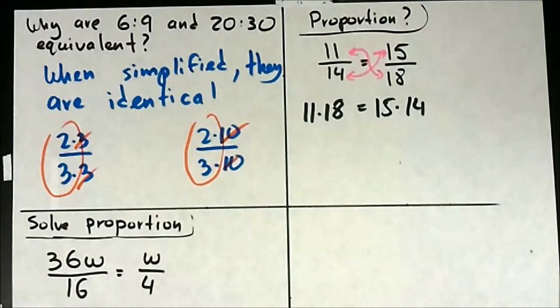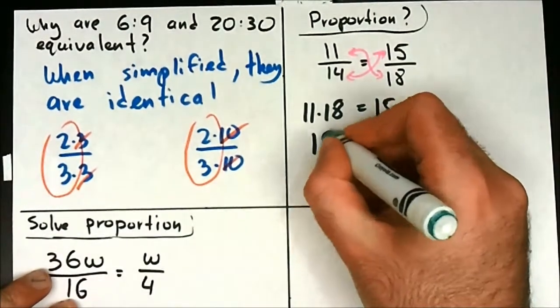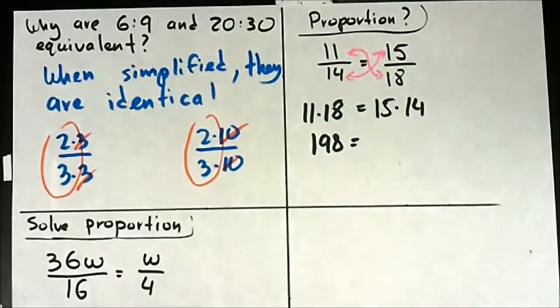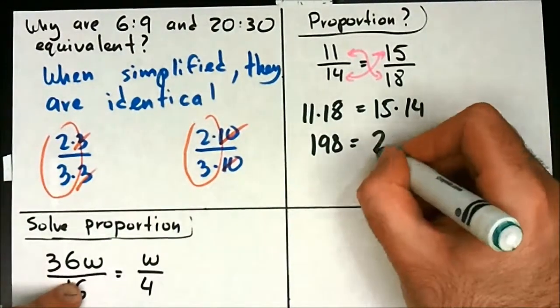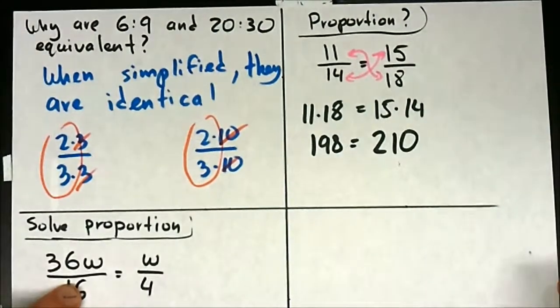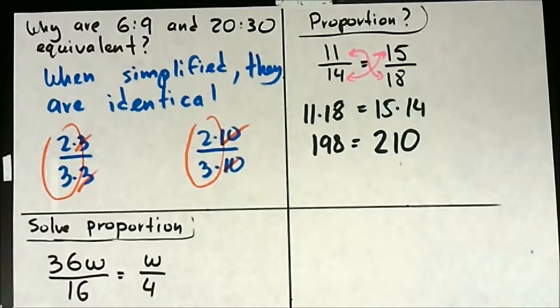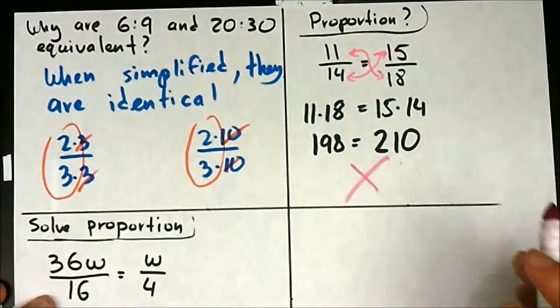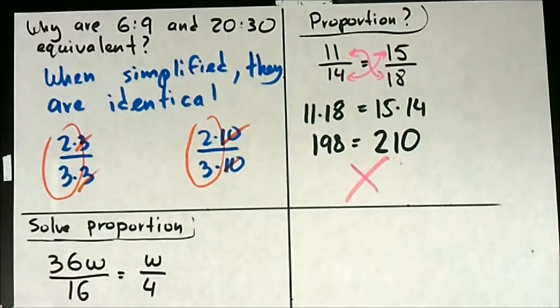Yep. So what is 11 times 18 and what is 15 times 14? Well, 11 times 18 is 198. And 15 times 14 gives us a cool 210. Well, those are pretty close, but are they the same? They're not. Not proportional. So those two ratios are not equivalent, they're not in proportion. Questions about that?